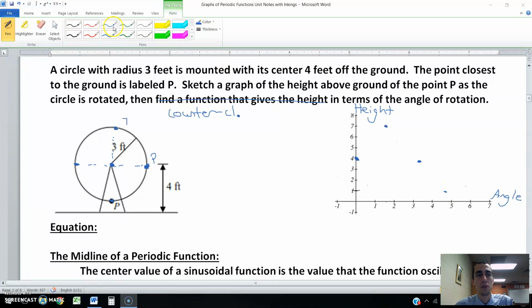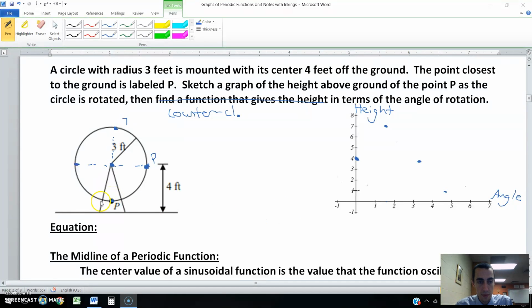Alright, so where we left off, we had said that at an angle of 3 pi over 2, the point had a height of 1 feet. Now we said that because this distance is 3 feet, and the distance up to that center is 4 feet. So 4 minus 3 is 1.